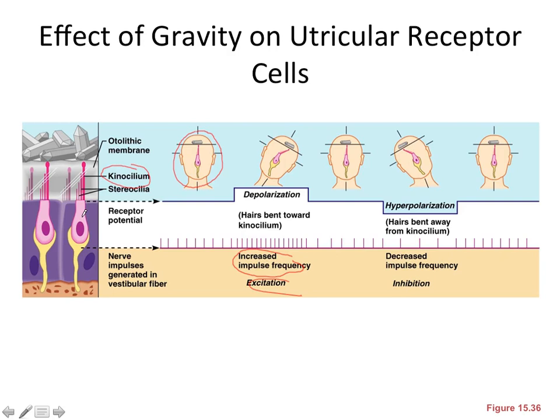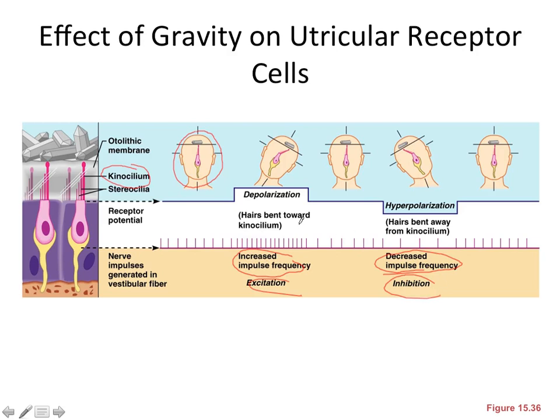So the hair cells are hyperpolarized, and there is no glutamate released to the synaptic cleft. So the nerve terminal will be inhibited and release fewer action potentials. We can see here the impulse frequency decreases. This is inhibition. So this is how we detect balance.